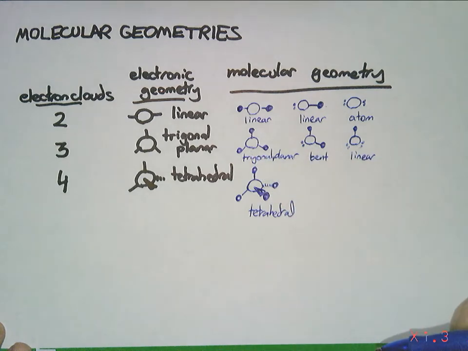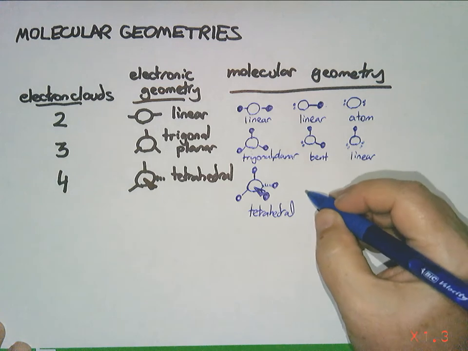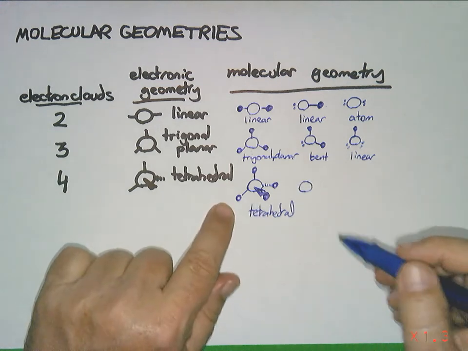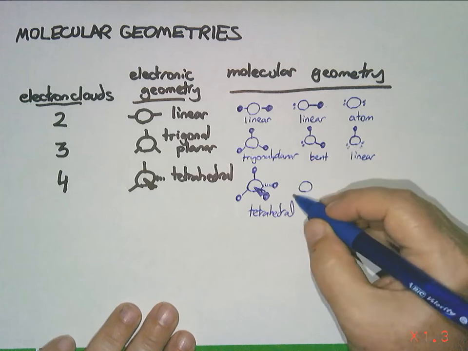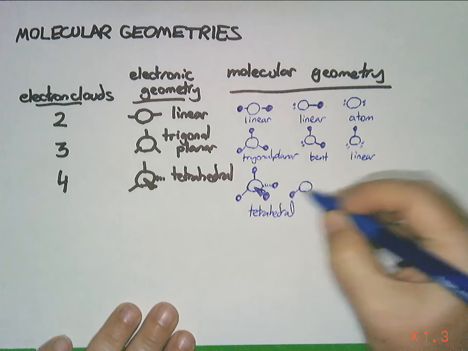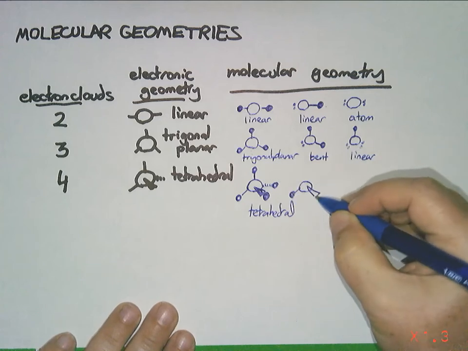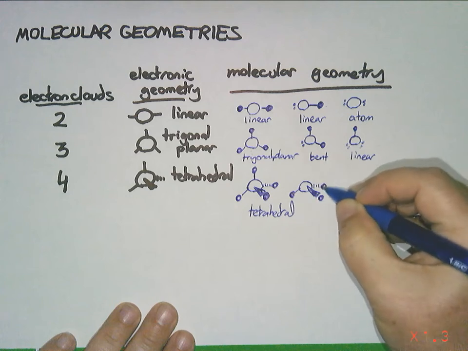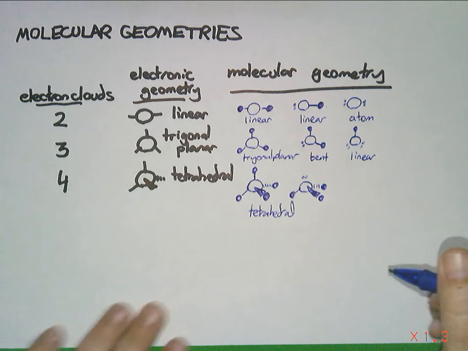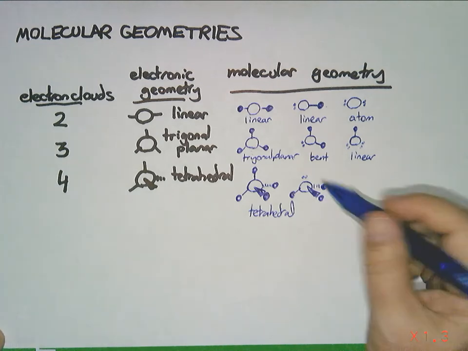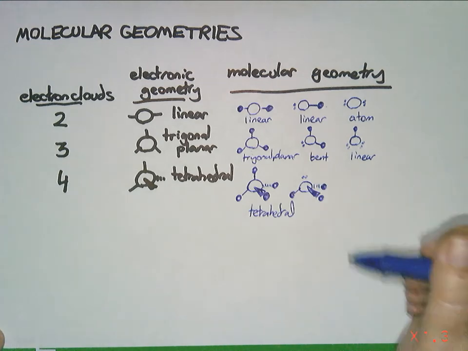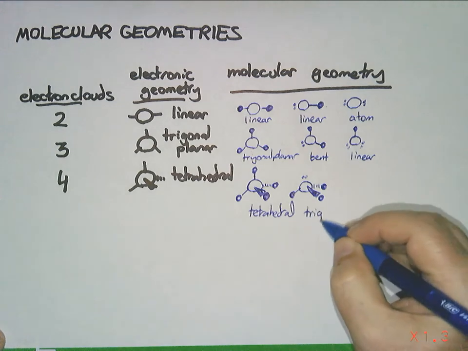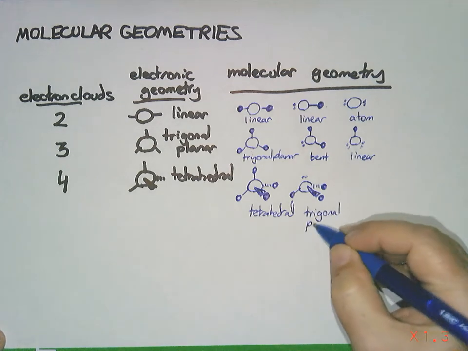Let's do the same thing with the tetrahedral. Okay, we're going to pull an arm off the tetrahedron. Let's pull this top arm off. Put the lone pair there instead. So now we have a tetrahedron that is cut off on the top. It's like a three-legged stool. They call this trigonal pyramidal.